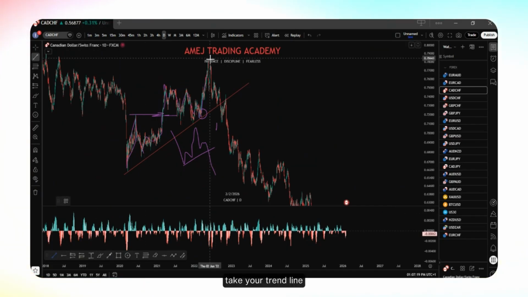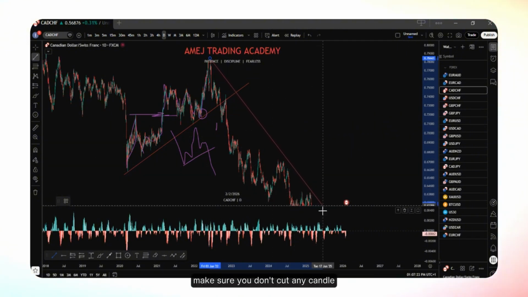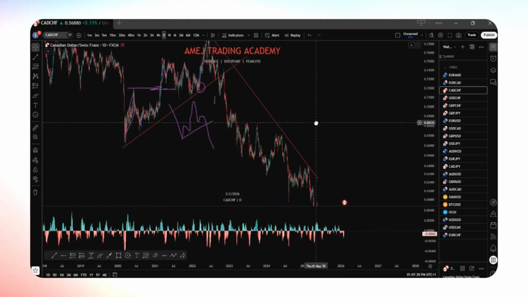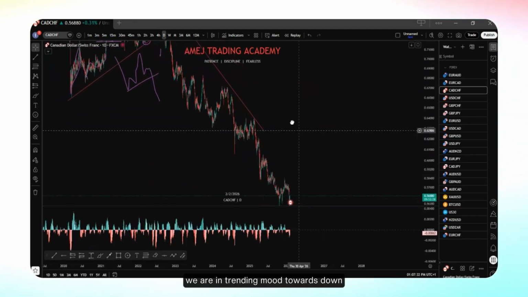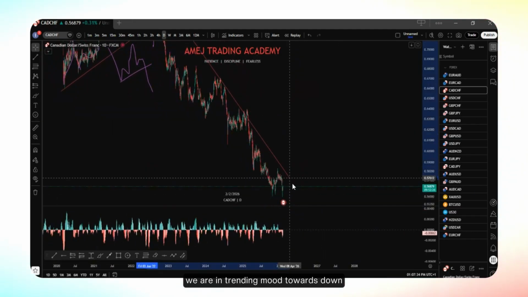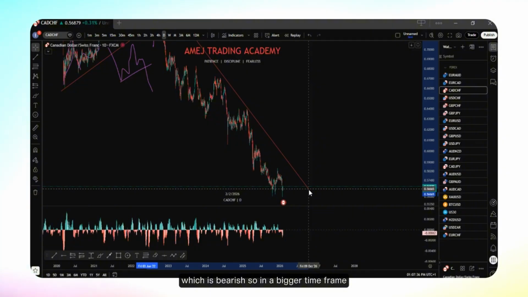Pick your trend line, just draw it down. Make sure you don't cut any candle. What did we see here? We are in a trending move towards down, which is bearish.